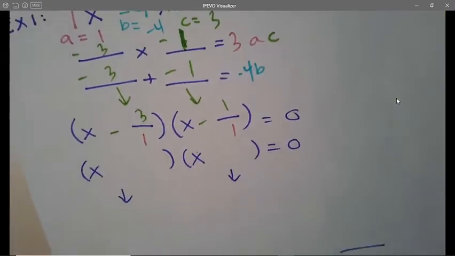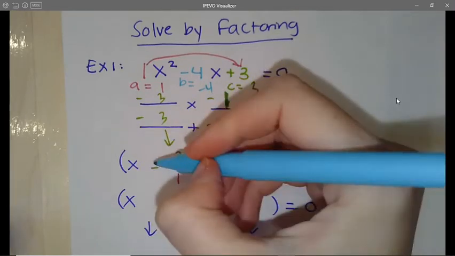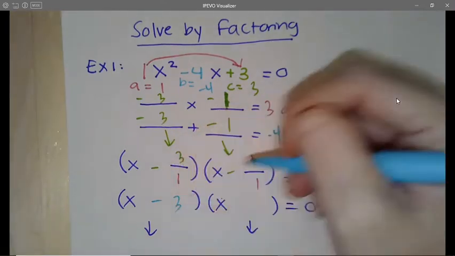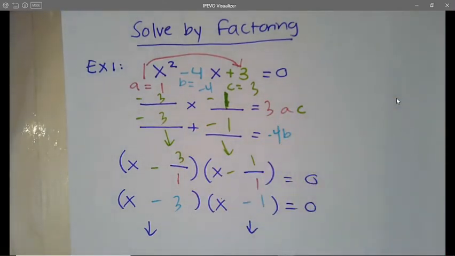Isn't that right, Babette? Yep, she agrees. Okay, let's keep going. Okay, so let me get this back to where it was. Okay, so let's simplify these down. So let's see here. X minus, well, 3 over 1 is 3, so this would be x minus 3. And -1 over 1 is a -1, so x minus 1.